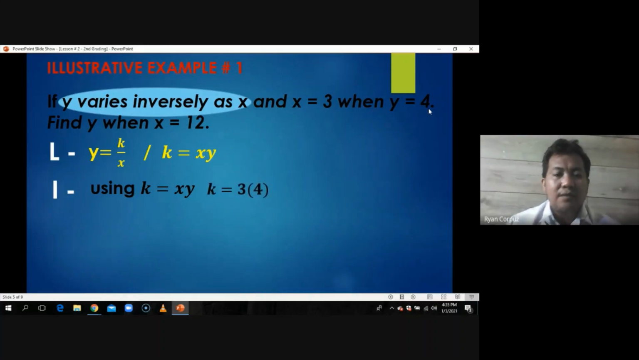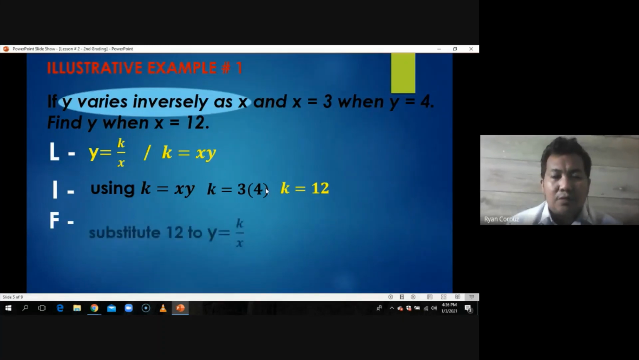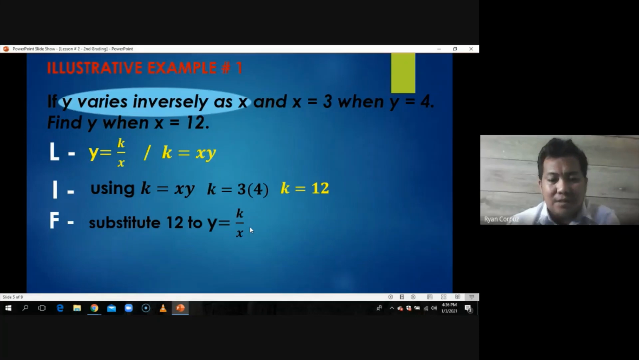Substitute lang natin. So k is equal to 3, yung value ng x, times 4, which is the value of y. So 3 times 4 is 12. So the value of k now is equal to 12. So applying the third step, since you already have the value of k here, which is equal to 12, substitute that 12 on the first form equation. Ito yun. The y is equal to k over x. Pag substitute natin siya, magiging ganito. That will be y is equal to 12 over x.